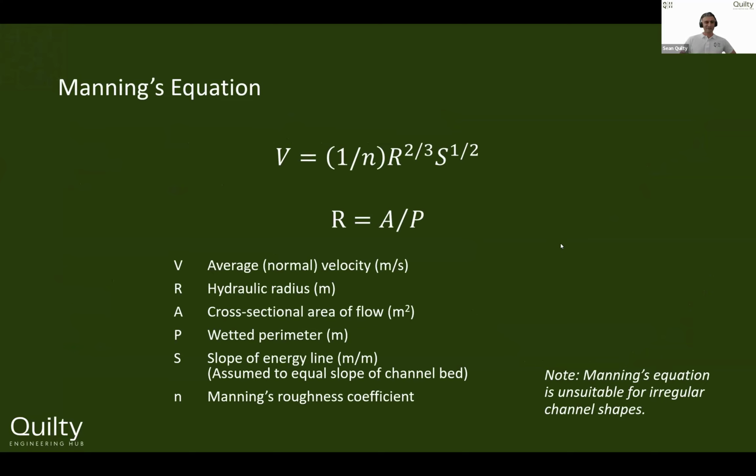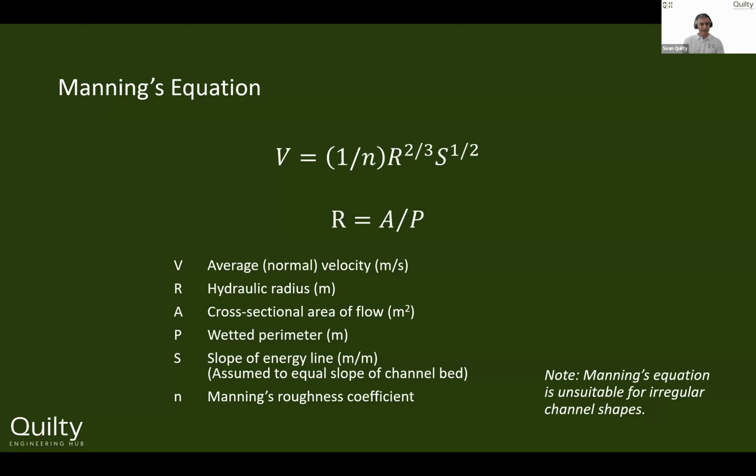All right, here it is in all its glory, Manning's equation. So when we look at this, Manning's equation will calculate the velocity. And when I say velocity, I mean the average or the normal velocity in our channel. So it's equal to 1 divided by Manning's roughness coefficient, or that lowercase n, times our hydraulic radius to the power of 2 on 3, times our slope of our channel to the power of 1 on 2.